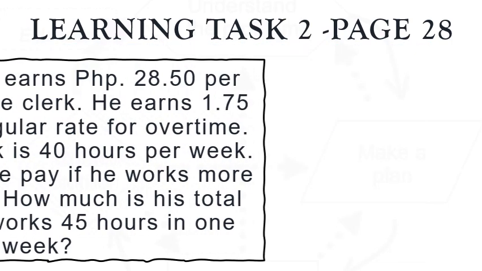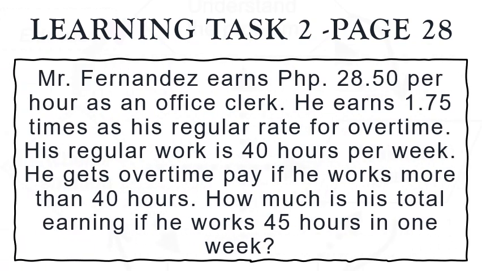Learning Task 2, Practice Only. I am going to guide you in number 1, then do number 2 and 3 and Learning Task 3 on your own to have independent learning. Mr. Fernandez earns 28 pesos and 50 centavos per hour as an office clerk. He earns 1.75 times his regular rate for overtime. His regular work is 40 hours per week. He gets overtime pay if he works more than 40 hours. How much is his total earning if he works 45 hours in 1 week?